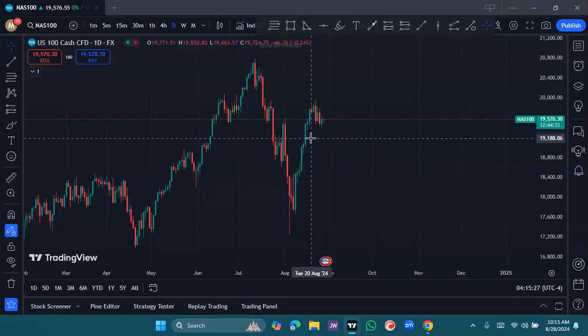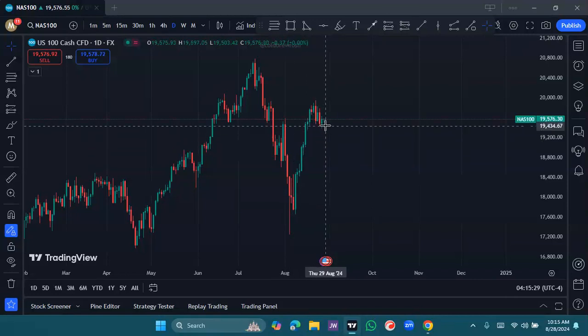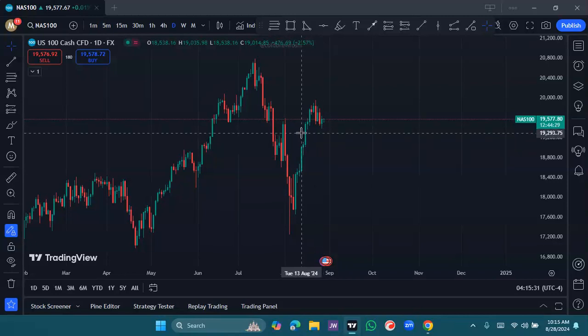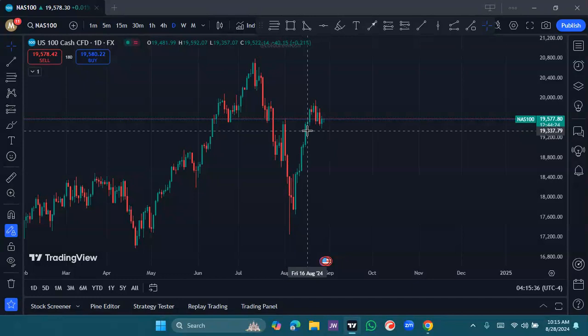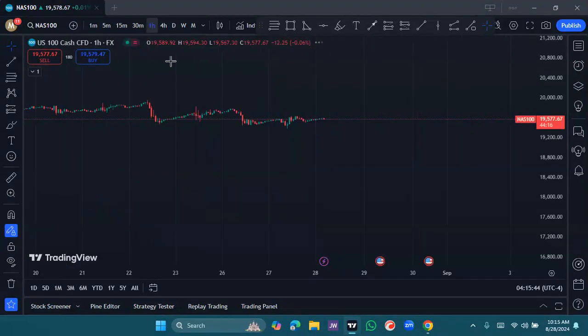I see relative equal lows over here. Maybe taking it here would be good, and then taking out these two relative equal lows, this one and this one, and then it would be good. So I think it would be pretty much good trading.